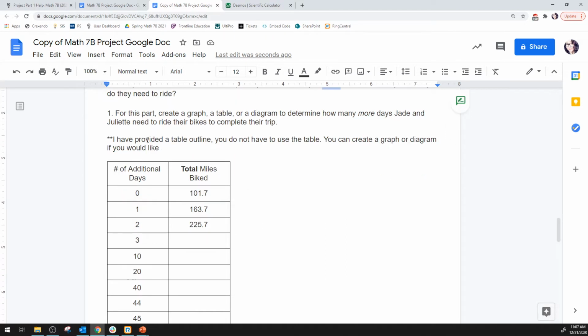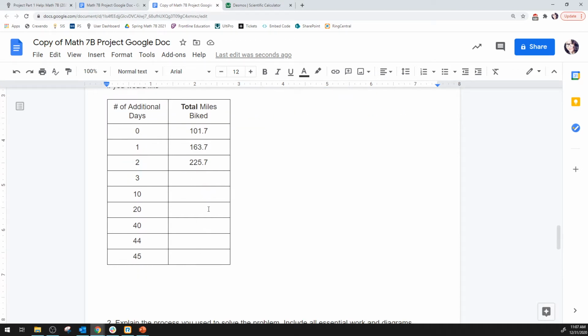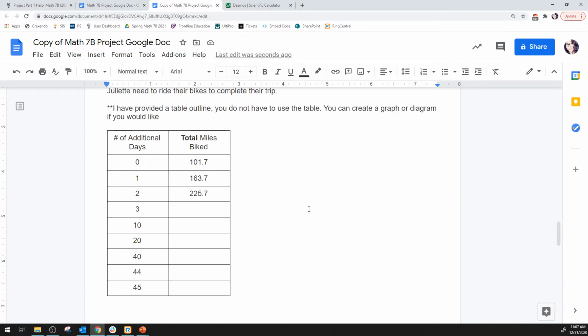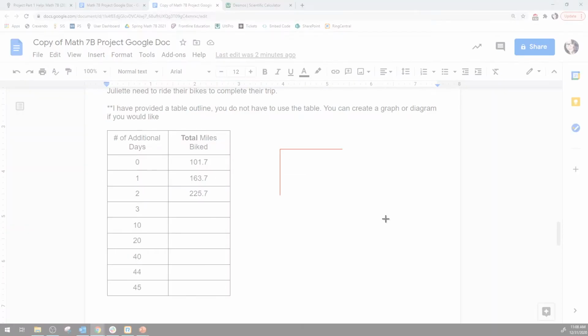Okay, and here it says for part 1, create a graph, table, or diagram to determine how many more days Jade and Juliet need to complete their trip. So here I have a table that I started for you. I have filled out a few of these, and I've added these blanks down here for you to fill out. Now you do not have to complete the table, but I would suggest it because to me it's a bit easier since it started, and I'm going to go over how to fill out the rest of it.